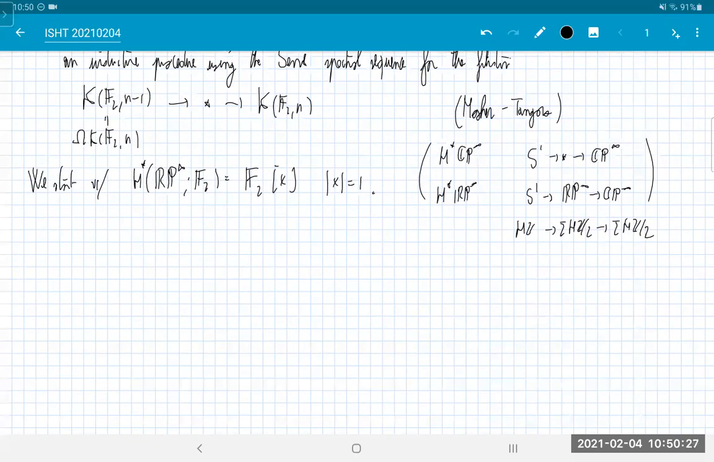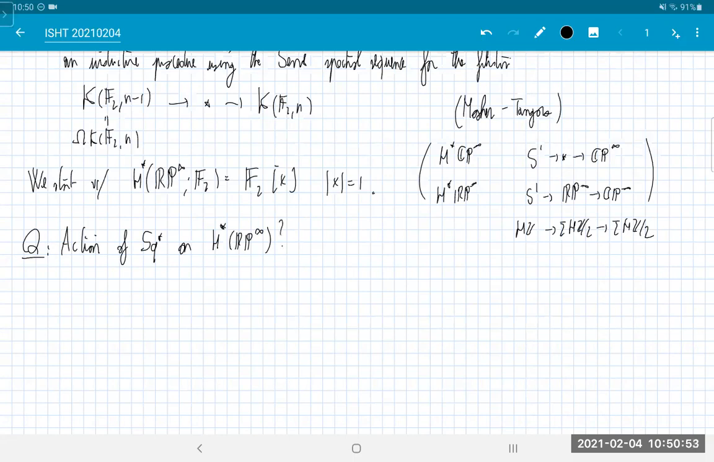Okay, question now: the action of the Steenrod squares on the cohomology of RP infinity. And for brevity now, I'm going to stop writing F2 coefficients every time I have cohomology. All cohomology will be with F2 coefficients.